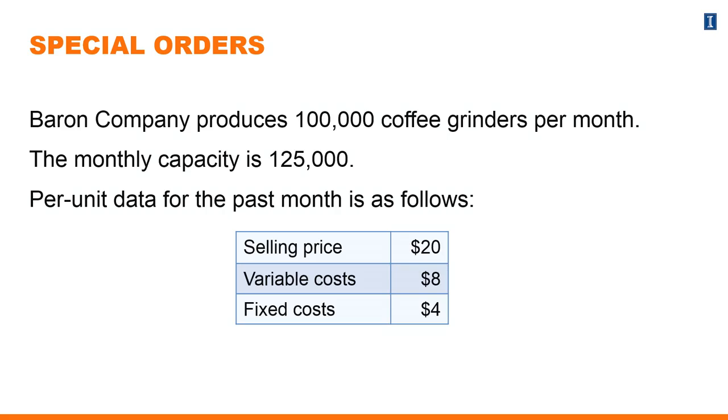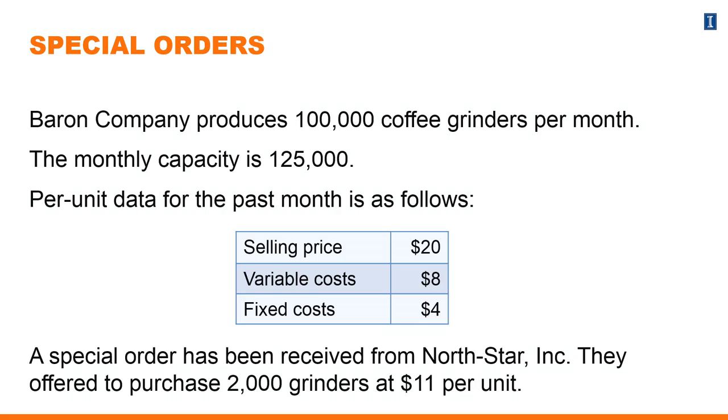The selling price of each coffee grinder is $20. The variable cost for each coffee grinder is $8, and it comes out to be $4 per unit on a fixed cost basis for each coffee grinder. A special order has been received from North Star Incorporated. They offered to purchase 2,000 grinders at $11 per unit.